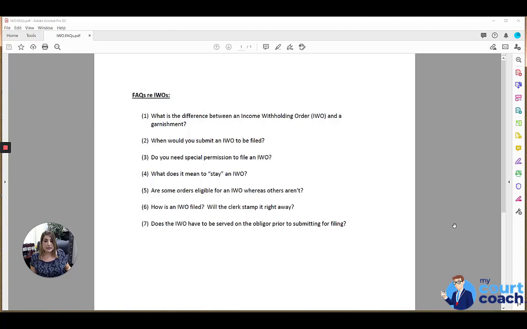And lastly, does the income withholding order have to be served on the obligor prior to submitting for filing? No, it does not. Hopefully they are aware of the orders that were made or were present at the hearing. In any case, once you do serve it on their employer, most employers will notify the obligor that it's coming so that there's no double payments being made. In other words, the obligor is not paying you privately and then also having the same amount garnished from his or her paycheck.